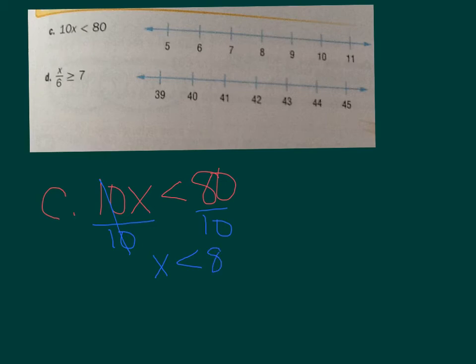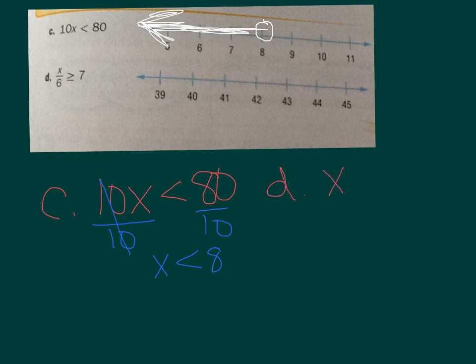Remember the last step is to graph. It's just a less than sign, so I have an open circle at 8. And I want all values less than 8, so I want all the numbers that are less than 8. So I will shade off to the left. Letter D.